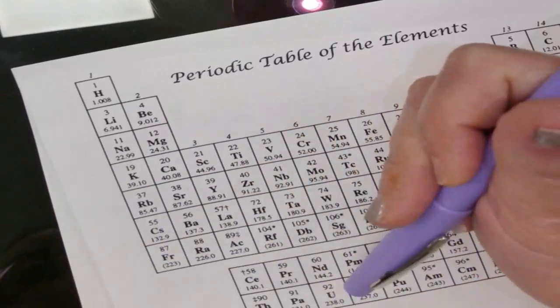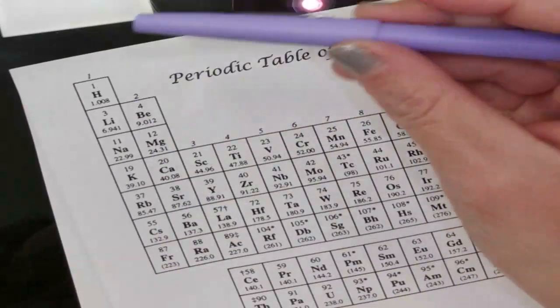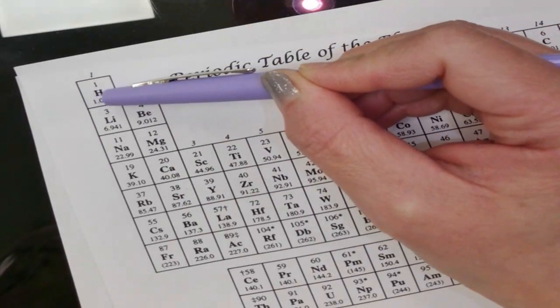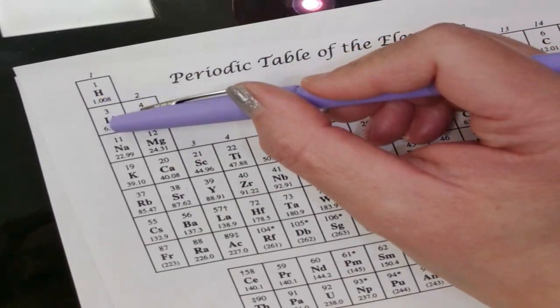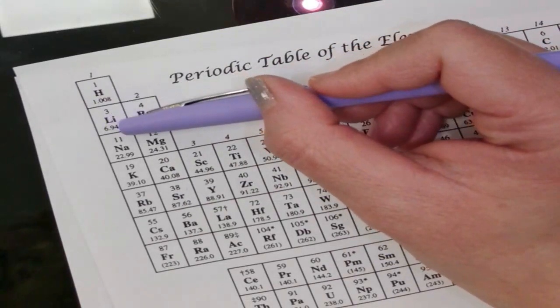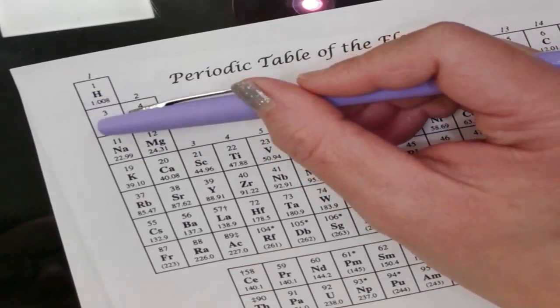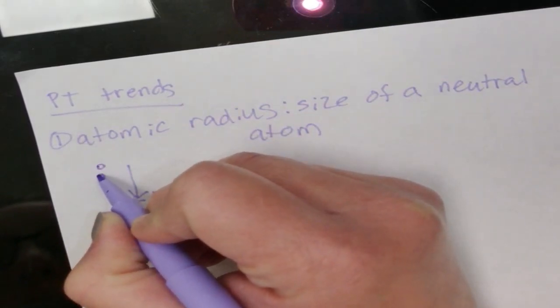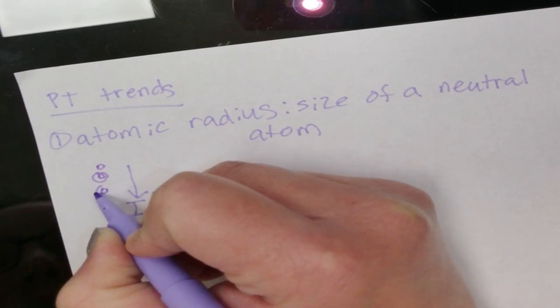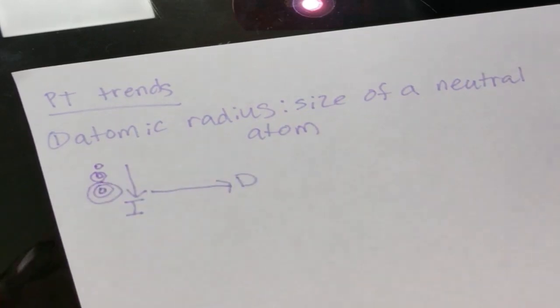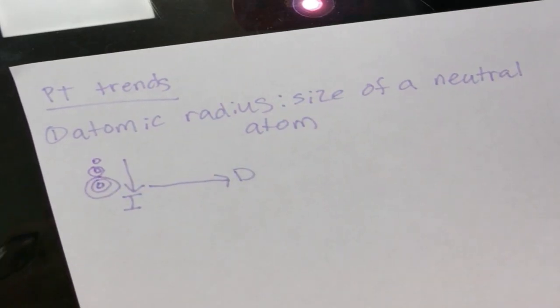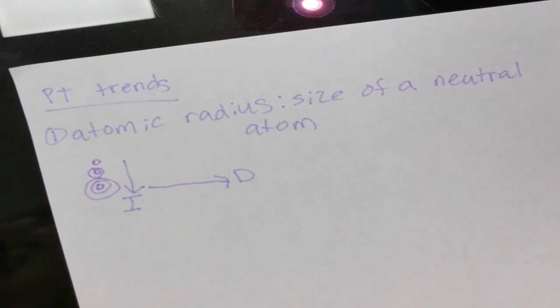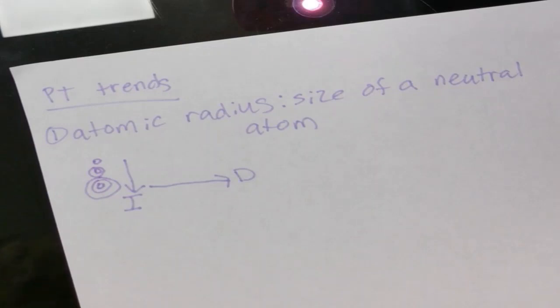If you think back to our Bohr model and our energy levels, hydrogen has one energy level, lithium has 1, 2 energy levels, sodium has 1, 2, 3 energy levels. So hydrogen has 1, lithium has 2, sodium has 3. So what's happening is the size is getting larger. Why? Because we are adding energy levels.